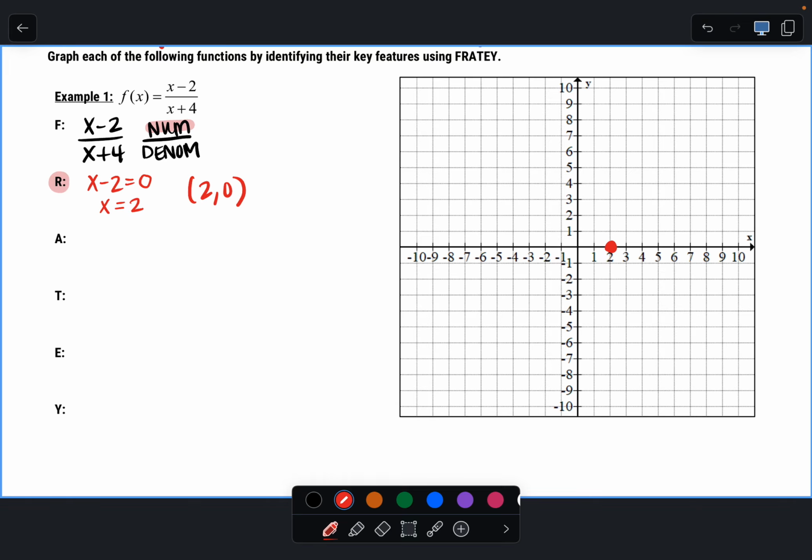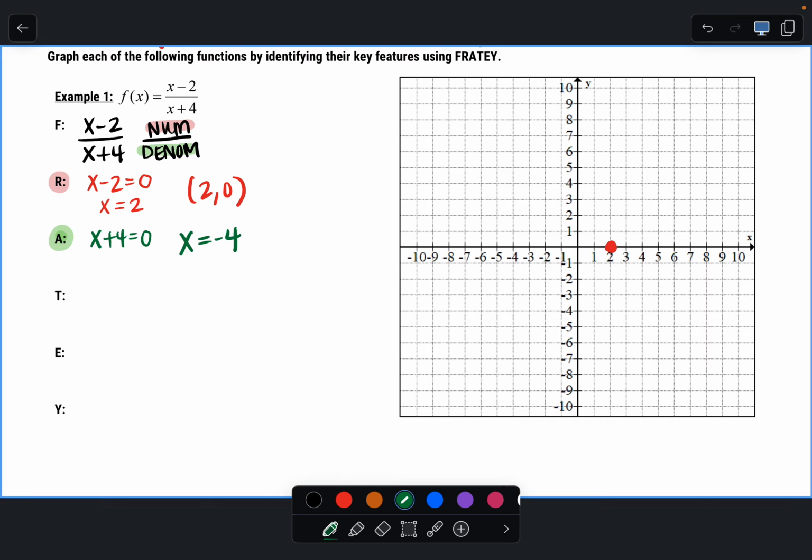The next thing is my asymptote. The asymptote is going to come from the denominator. So I'm going to take the x plus 4. I'm going to set it equal to 0. And in this case, this is an instance where we are writing a vertical line. So I can go ahead and write this as x equals negative 4.